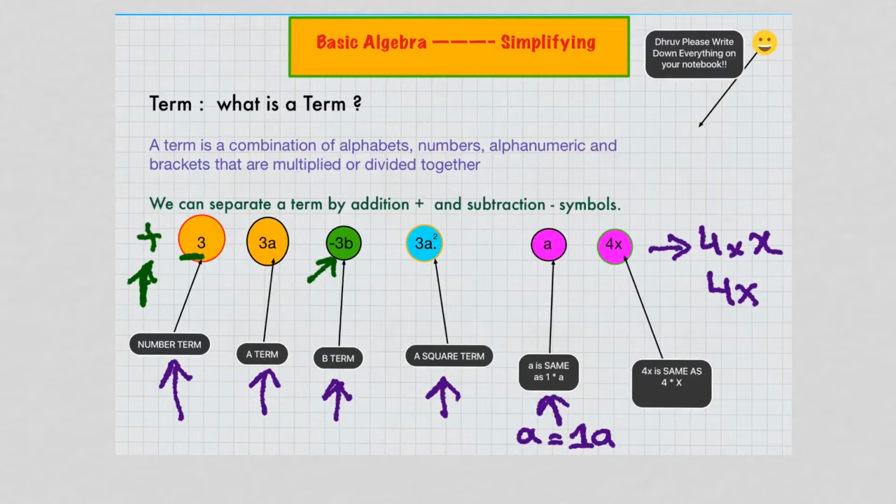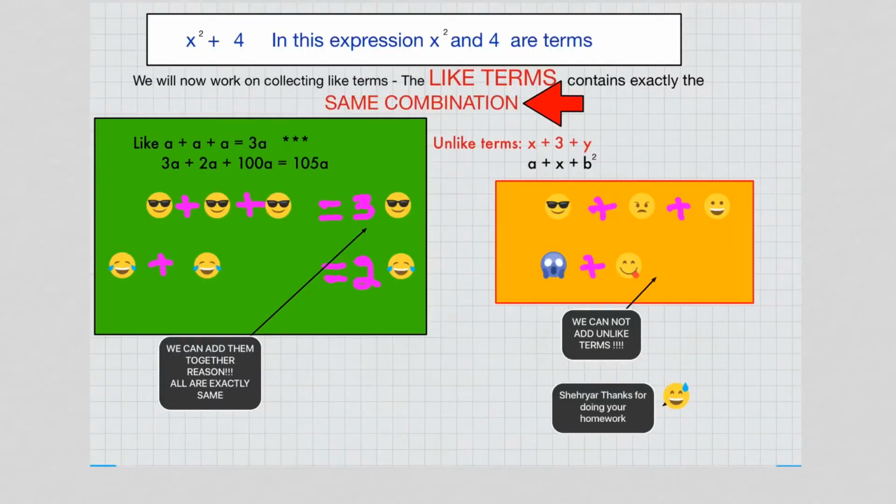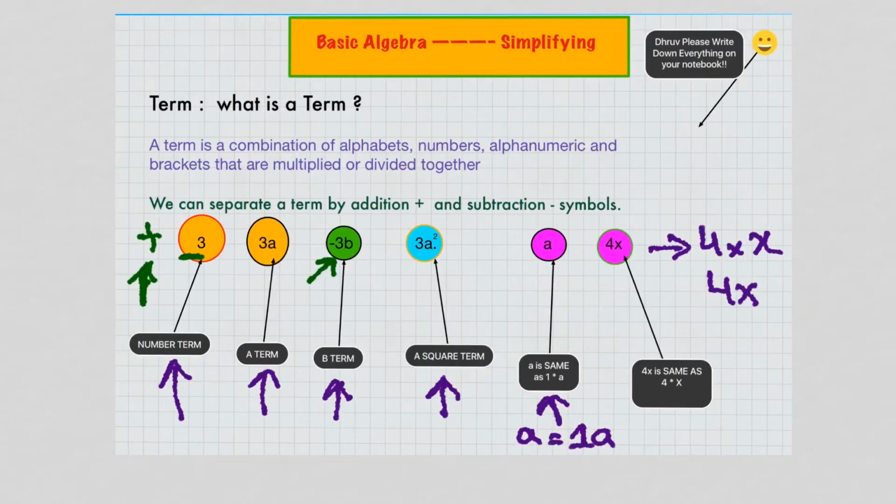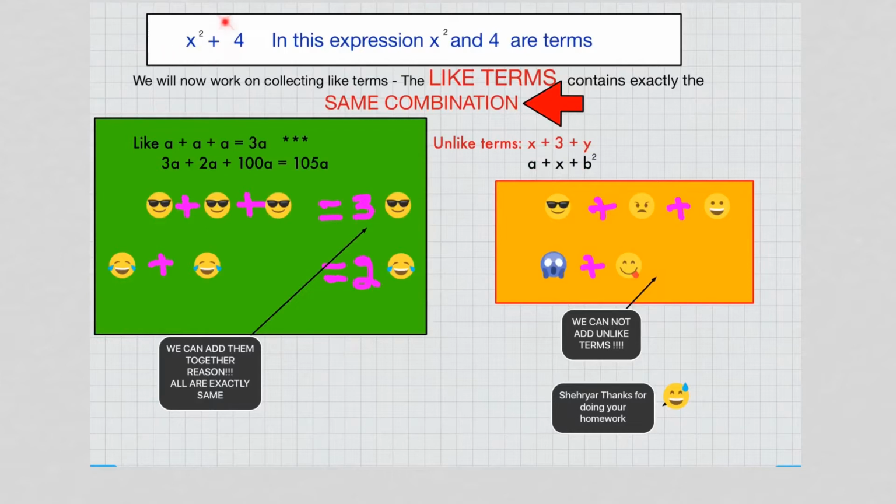And now we will cover the next part, having like terms and unlike terms. x squared plus 4 is an expression. So in this expression, x squared and 4 are terms, just like we covered 3a squared, a squared is a term and 3 is a term. So in the expression x squared plus 4, x squared and 4 are terms.